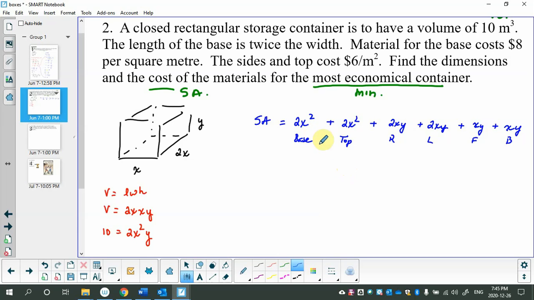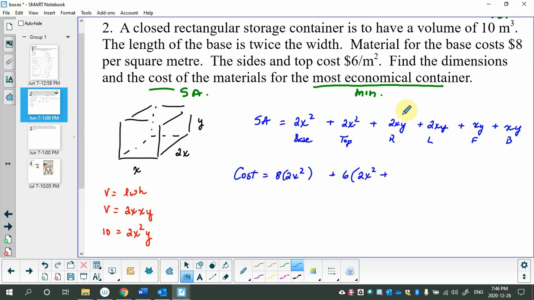All right, so I'd love to clean this up, but unfortunately I see two different costs, so I have to pay attention. So my next line is going to be cost. So it says material for the base costs $8. The sides and top cost $6 per meter squared for both of them. So the base is $8. And then everything else is $6. So the 2x squared is $6.